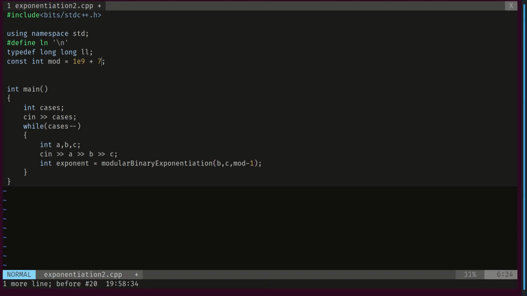I defined the mod here to be 1,000,007. So I modified the modular binary exponentiation function from the previous problem so that it will take 3 variables. The first one is the base, the second one is the exponent, and the third one is the modulo I wanna use. And then after computing our exponent that we called r in our demonstration, I will output the answer, which is gonna be a raised to that exponent, and this time the modulo I'm using is the actual modulo.